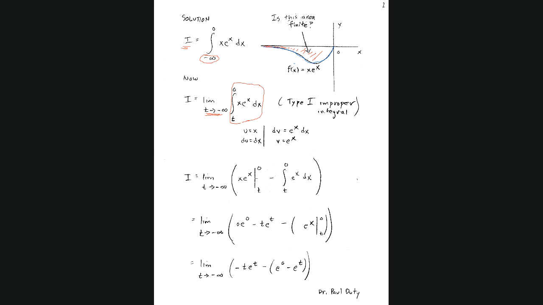And so the limit as t goes to negative infinity of the integral from t to 0 of x e to the x dx is the same as my improper integral. It's going to get me the same answer. We call this a type 1, incidentally. This is a type 1 improper integral because we have an infinity, well, negative infinity, as one of our limits. Anytime you have an infinity or a negative infinity as one of your limits, you have what's called a type 1 improper integral.